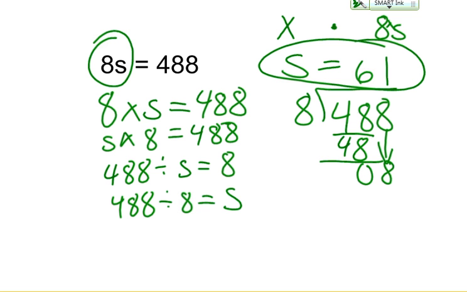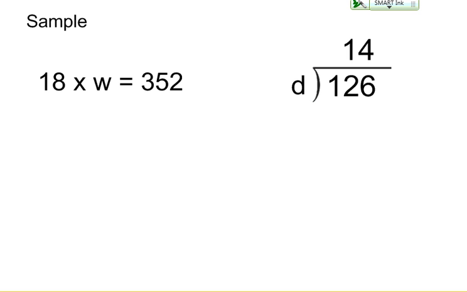Well, that's that. That's understanding how fact families work together and how we can take a problem such as this and rearrange it to come up with our unknown number. All right, here's a couple more sample problems to get you on your way as you work with unknown numbers in multiplication.